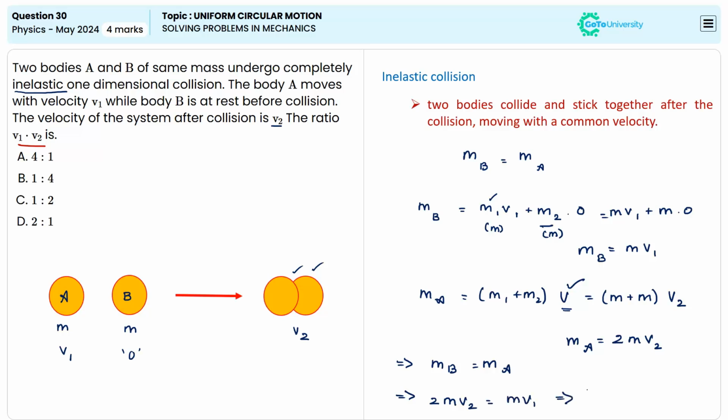From this we can find the ratio of v1 to v2. v1 over v2 will be equal to 2, because m will get cancelled. v1 divided by v2 will be 2. So from this we can write the v1 to v2 ratio will be equal to 2 is to 1. So the correct answer for the question is option D.